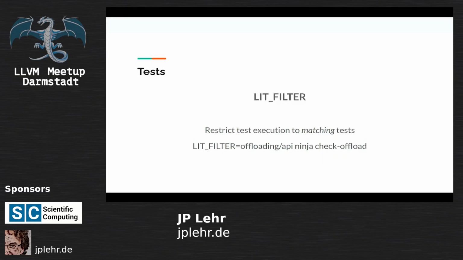This is probably the lit option that I use the most, because it lets you reduce the number of tests that are actually run by only running the tests that match this pattern. So if you have, let's say, a lot of offloading tests, and some of them are in a folder called API, then this invocation will only run those tests, right? So it will skip all the other ones. That's quite handy, and you can also give it a specific name of a single lit test, and it will only run this one.